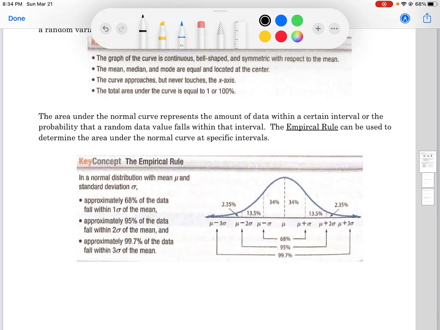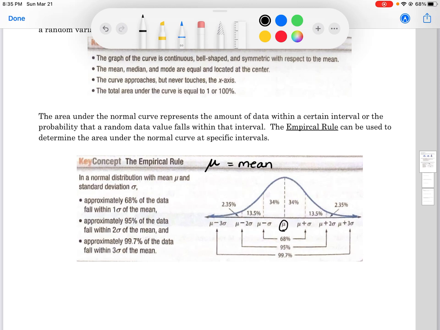We have something called the empirical rule, and it's used to determine the area under that normal curve at specific intervals. And when we're saying intervals, what we mean is moving certain numbers of standard deviations away from the mean, away from the center. So remember that lowercase sigma stands for standard deviation. If we were to start at the mean, and this letter is called mu, this just means mean. Instead of x bar, we can use mu.